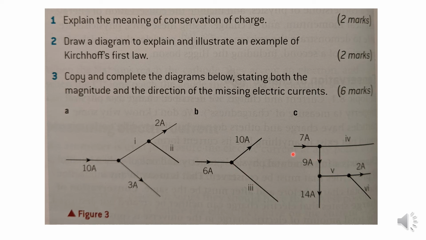For C, you've got 7 amps going in here to this junction, 9 amps going away from that junction, so it means that part 4 must be 2 amps going towards that junction there, so it'd be 7 plus 2 equals 9. Then 9 amps going into the junction, 14 amps going out, so you must have 5 amps going from right to left into this junction, so this is part 5 here.